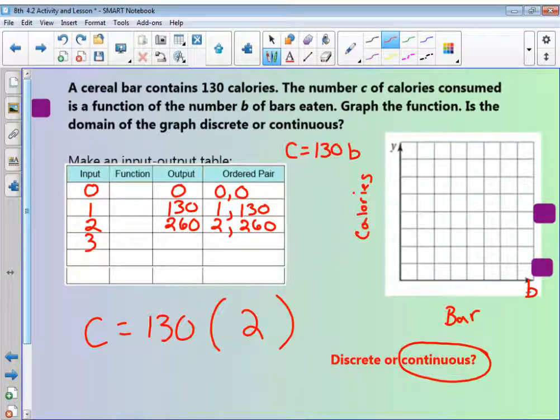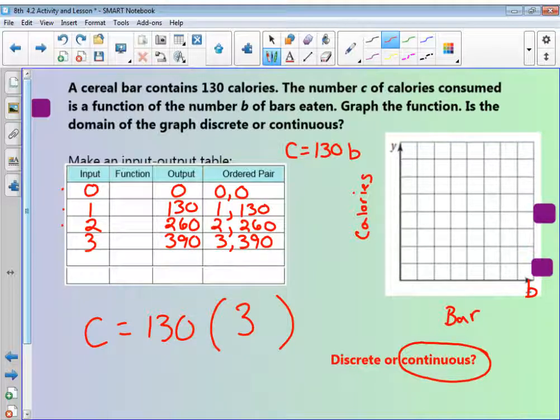How about 3 bars? So now we'll put a 3 here. Okay, 130 times 3 would be 390 calories. Okay, you get the idea. We could continue in this manner infinitely. Nobody told us that there was only a certain amount of calories that we could consume. We were just trying to figure out how many calories we would consume on any given number of cereal bars that we ate. So we're going to plot out these first, at least 3.